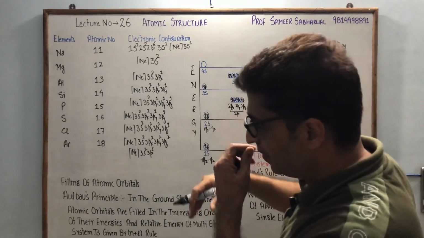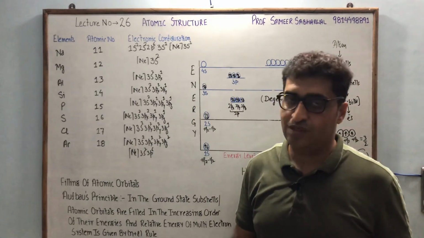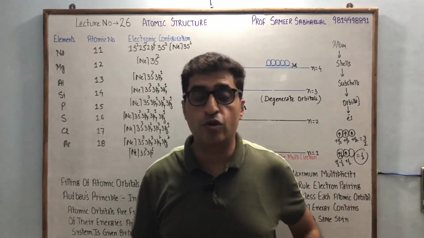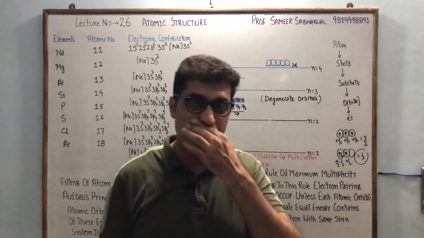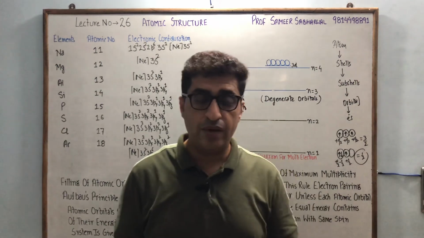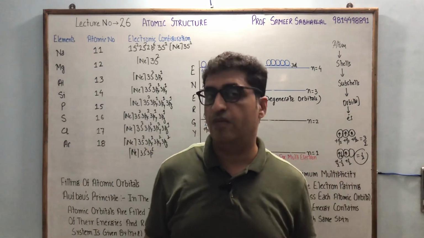Now you have got a good idea about rules of Aufbau principle and Hund's rule by this way. So this is up to atomic number 18, and in my next lecture you will get up to 30, right? So easily we can build up periodic table with the help of this.